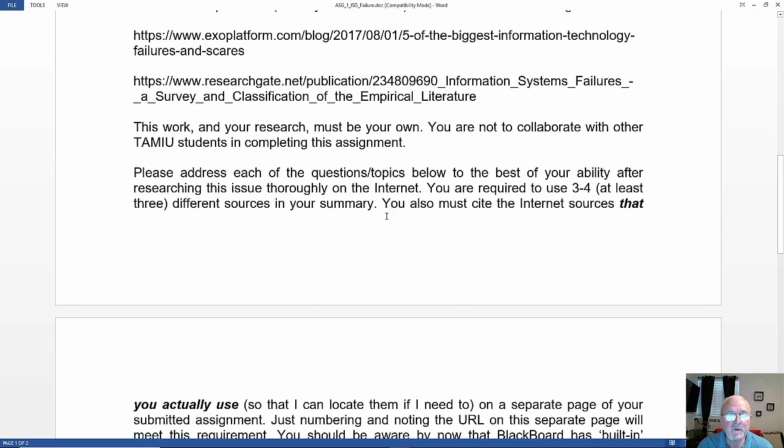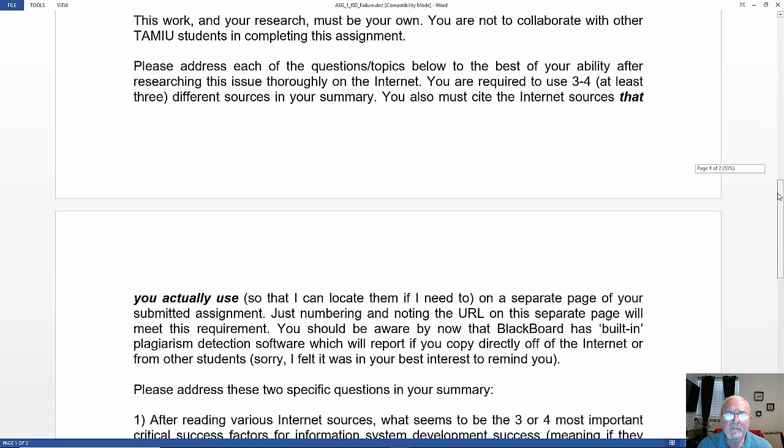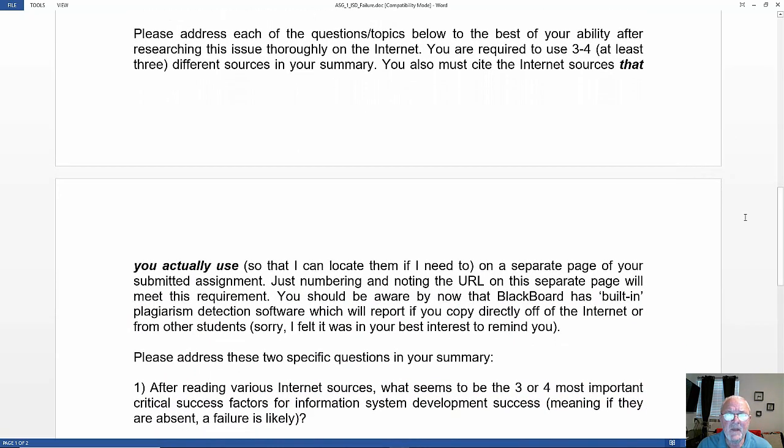Okay. So this work and your research, of course, must be your own. You're not to collaborate with other TAMIU students in completing this assignment. Now, what is the assignment? I want you to specifically focus on 2 questions. And you're required to use at least 3 or 4, more if you wish, different internet sources in your summary and as the basis of the research in your assignment that you turn in.